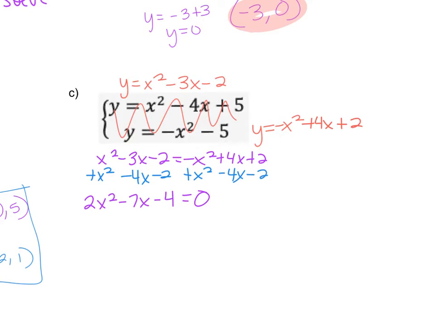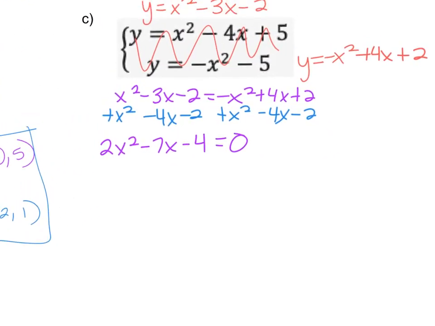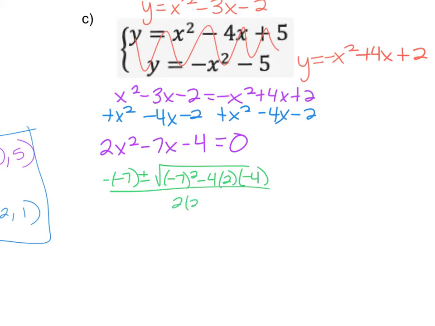Okay, again, we could solve by using the quadratic formula. You know what? Let's do something different. Let's solve by using the quadratic formula, just because I want to sing the song. So x equals negative b, so negative 7 plus or minus the square root of your b term squared, so negative 7 squared, minus 4 times your a times your c all over 2 times your a.